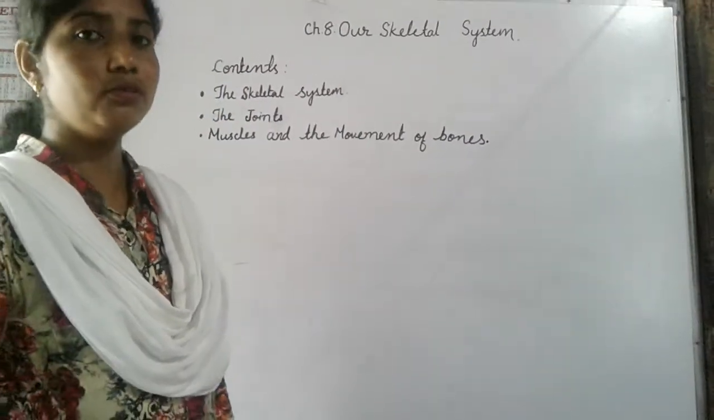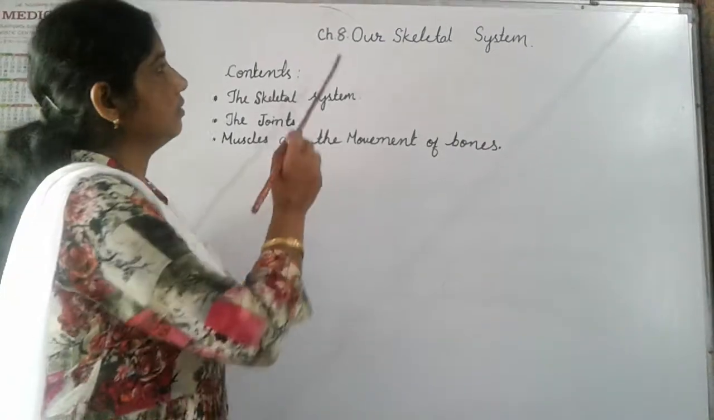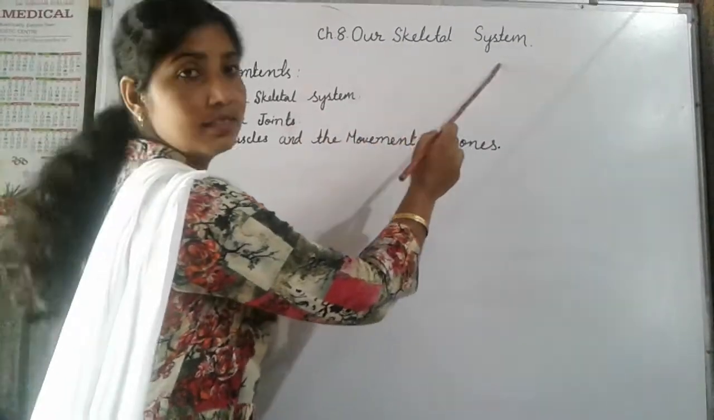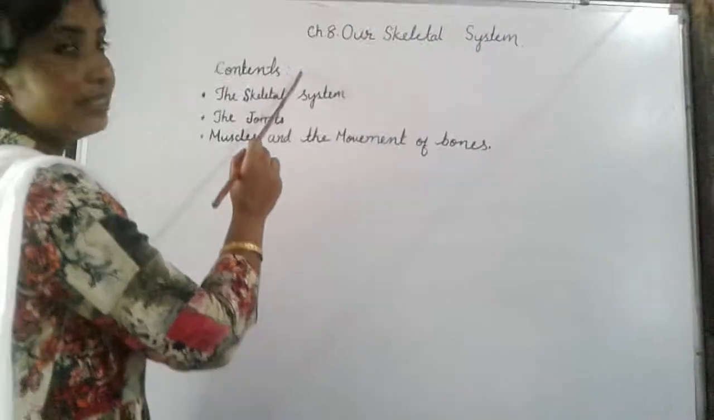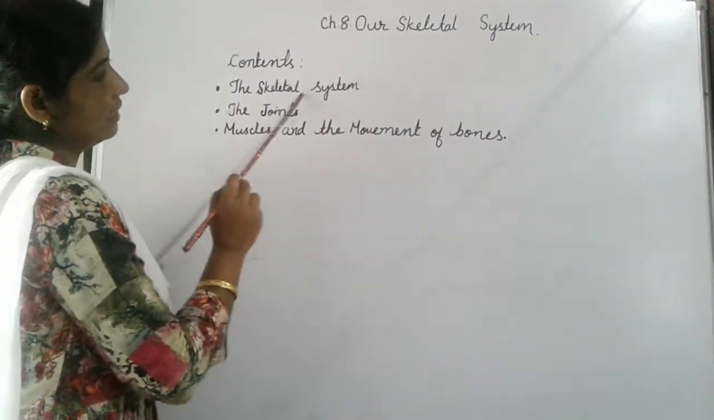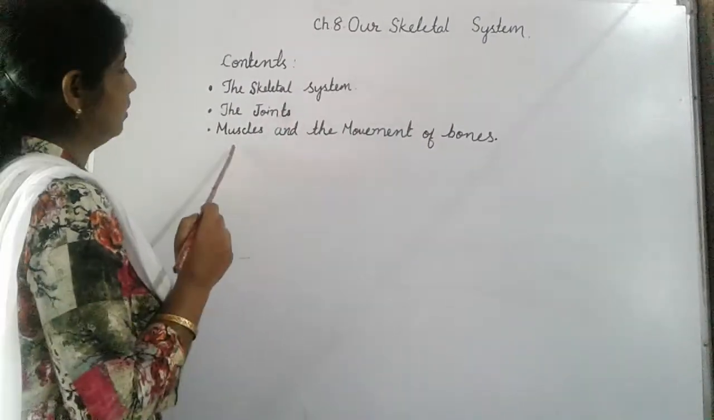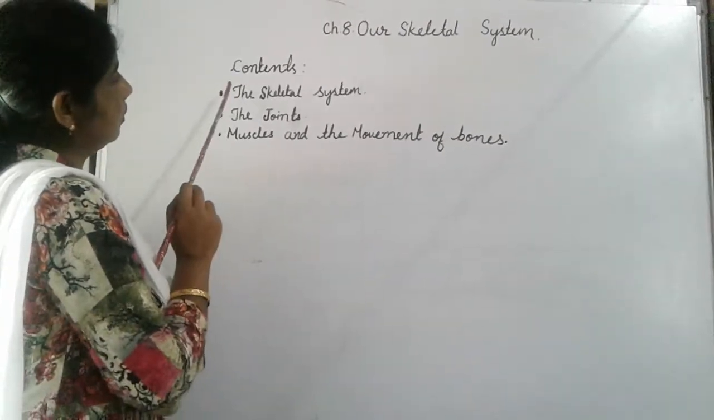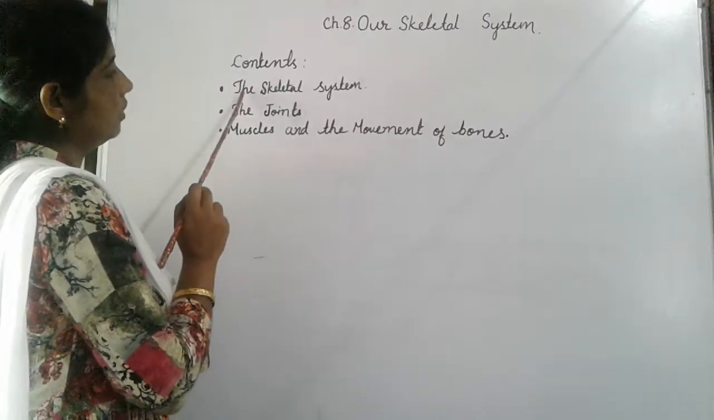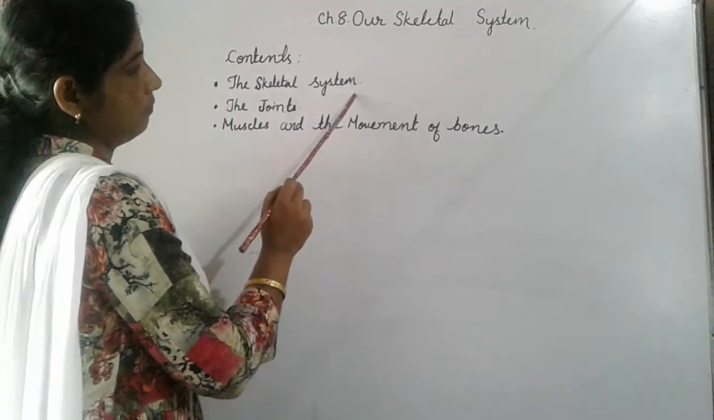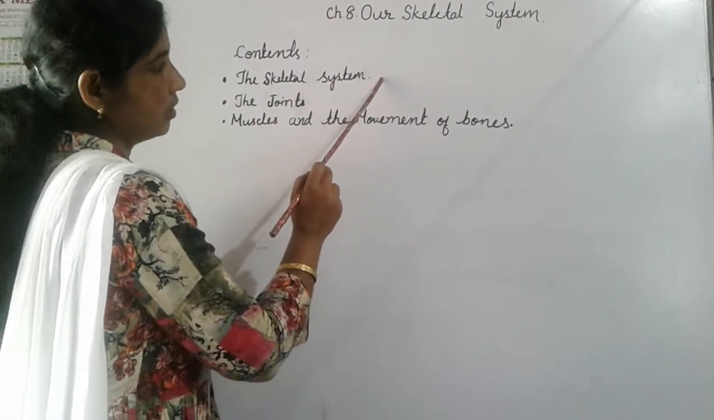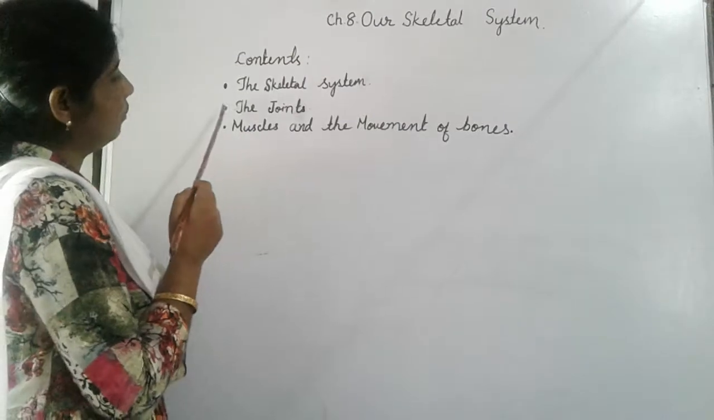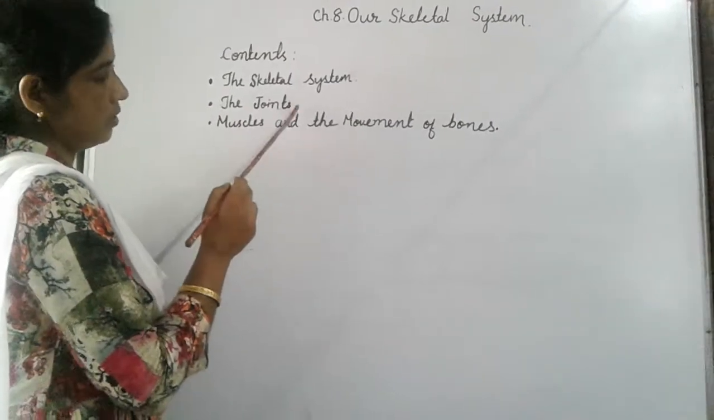Today I am going to teach you chapter 8. It is our skeletal system. Let's see the contents: the skeletal system, the joints, muscles and the movement of bones. In my previous class I have already taught you about the skeletal system and what parts it consists of. And today I am going to teach you the joints.